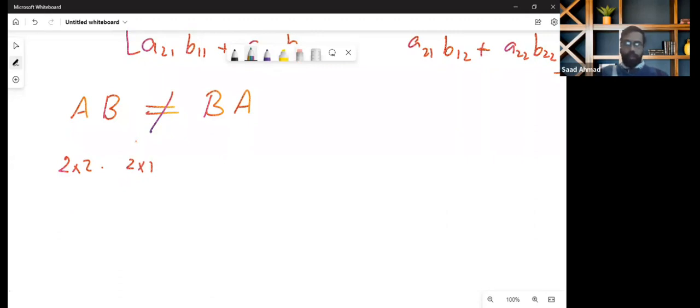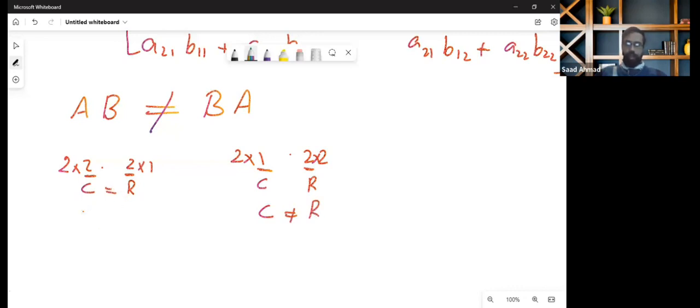Now let's write it the other way around. You see the number of columns of the first one is the same as the number of rows of the second one. But now B is 2 cross 1, and then we multiply it with the matrix A, which is 2 cross 2. So you see the number of columns is 1 and the number of rows is 2. They are not the same, but in the first case the columns are equal to the rows.